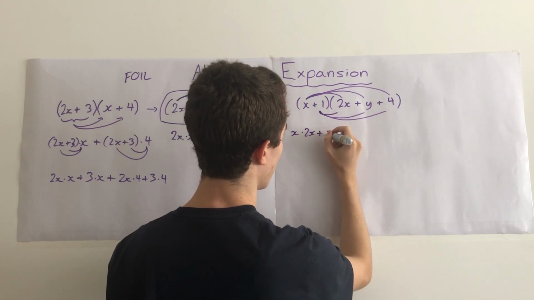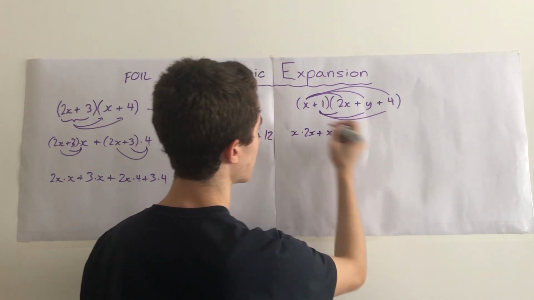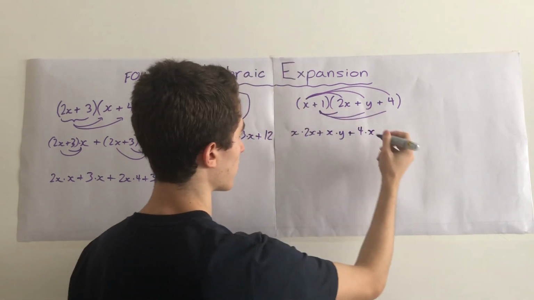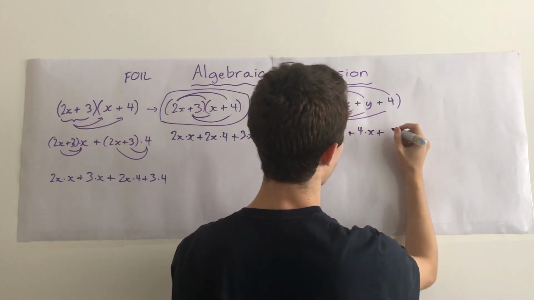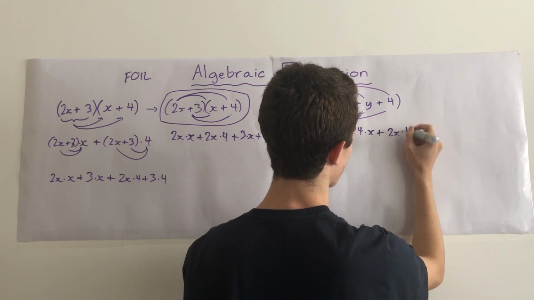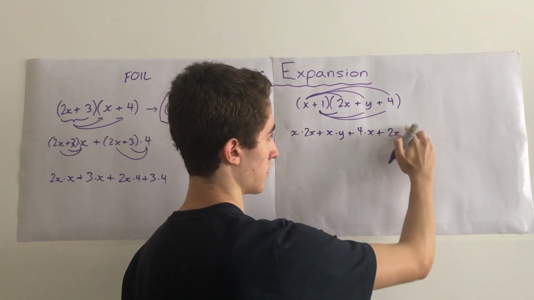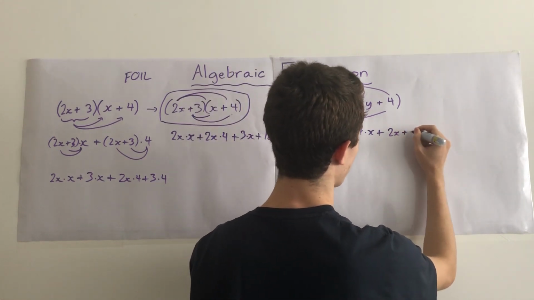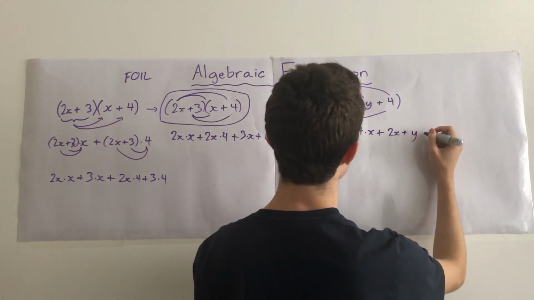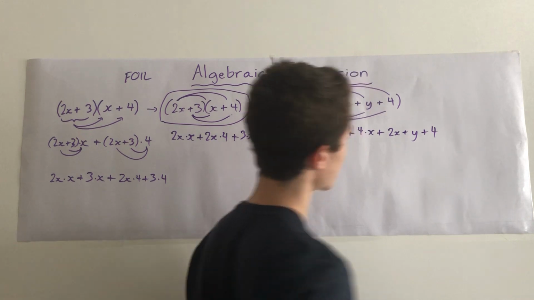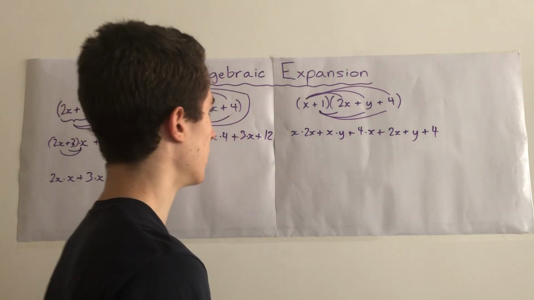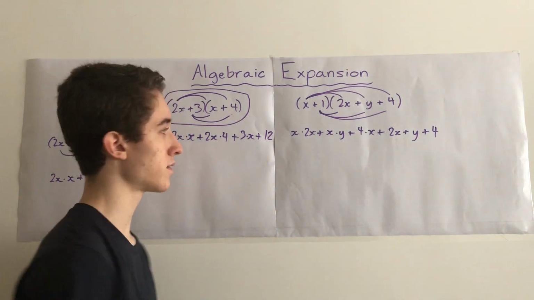plus x times y plus 4 times x, x times 4, the same thing, plus 2x times 1, which is just 2x. And again, 1 times y is just y. Then 1 times 4 is just 4. And here, I'm going to do the combining like terms this time, so you would see what would be the complete process.